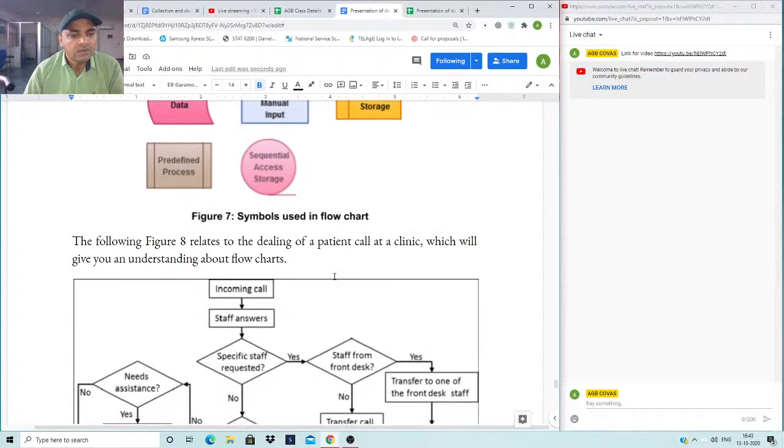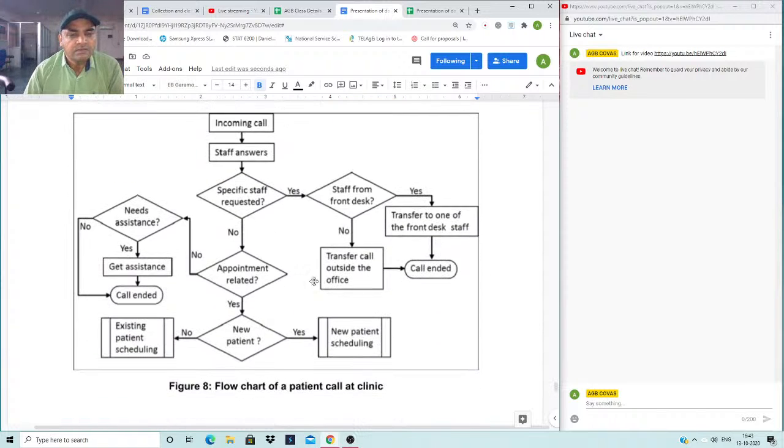So now following is the flow chart of a patient call at a clinic. If there is an incoming call, the staff has to answer. Then whether they are asking for a specific staff. If yes, transfer to the front desk staff. Then it might resolve its problem. Call has ended. If no, then transfer the call out of the office.